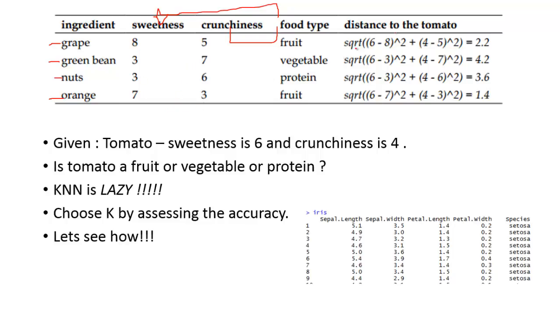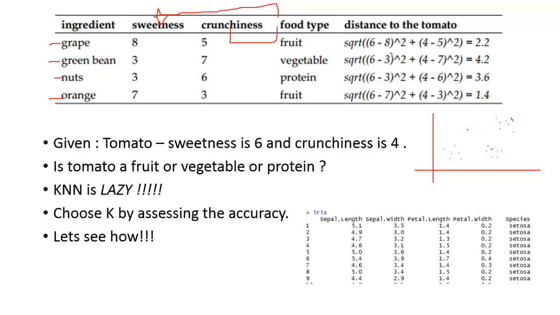So what does KNN do? Say we have a model already built. If you are given a tomato which has sweetness 6 and crunchiness 4, you have a group of points: this is vegetable, this is fruit, and this is protein. Say the tomato is here. How can you say which of these groups it belongs to? It's given 6 and 4.